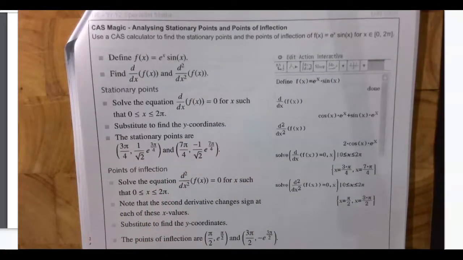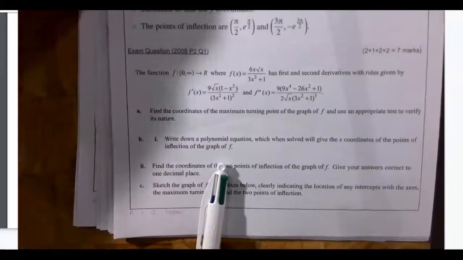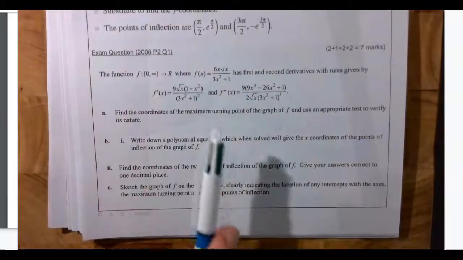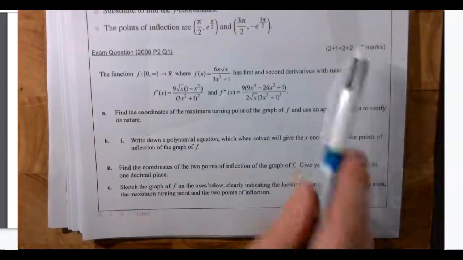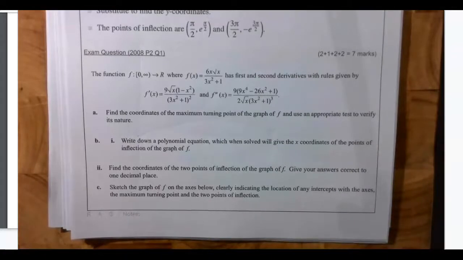Then once you've familiarized yourself with that, I'd like you to just have a go straight away with the exam question here. It's from exam 2, so you're allowed your calculator, and it's worth 7 marks. Give yourself about 10 minutes, and you can of course also use your notes.